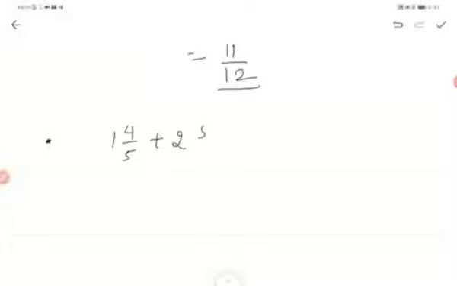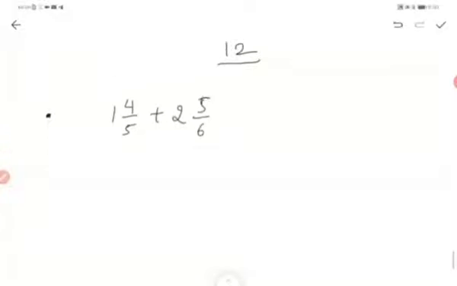plus 2 5 by 6. Okay, first I will convert these mixed fractions into improper fractions. 5 1s is 5, 6, 7, 8, 9. This will be 9 by 5.